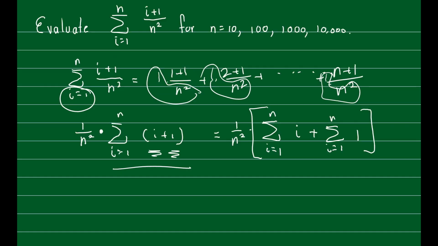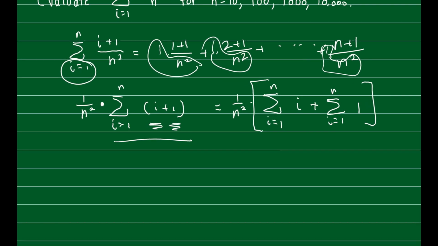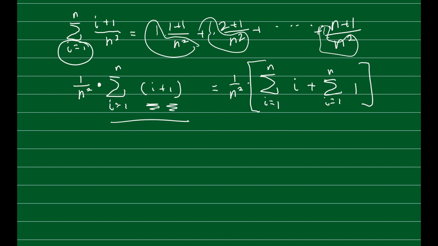And at this point, you're like, all right, so what are we even doing right now? Well, I'll tell you what we're doing. We're trying to rewrite this in such a way that we have a formula for it, an equation in terms of n, such that we can just grab that 10, that 100, that 1000, that 10,000, and just evaluate directly. Now the question is, do I know the summation of the first n terms of i? Yes, we have a formula for that.